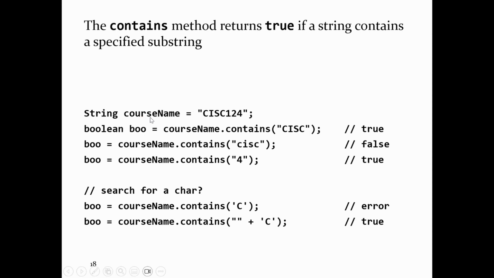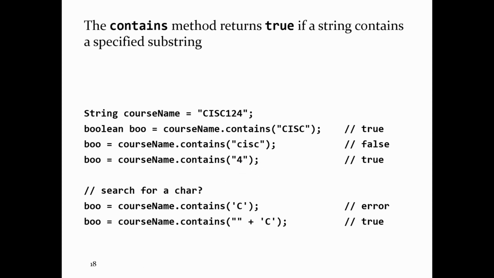So course name is a reference to a string, which means I can use course name to call the contains method. Contains returns true if that string is part of the string referred to by course name. Does course name contain the string CISC? The answer is yes. It's case sensitive, so it does not contain lowercase cisc. And it does in fact contain the substring 4.